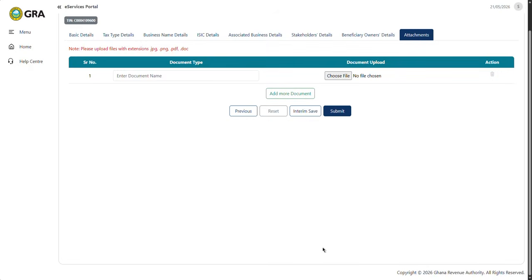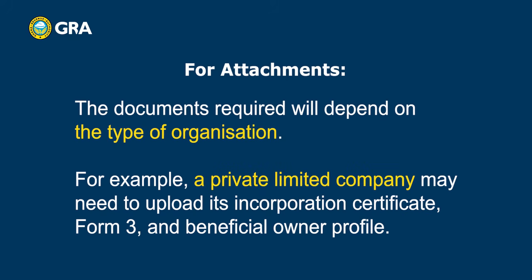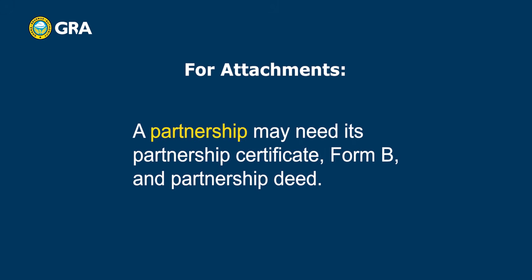Step 9. Attachments. The Attachments tab is where you upload the supporting documents required for verification. The documents required will depend on the type of organization. For example, a private limited company may need to upload its incorporation certificate, Form 3, and beneficial owner profile. A partnership may need its partnership certificate, Form B, and partnership deed.